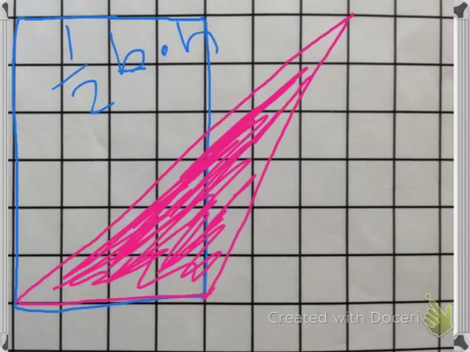This time, the triangle actually partially extends out of the rectangle. But that's okay. We can still do the same procedure to find the base and the height. So here at the bottom, we're going to consider this our base because that's just easiest. So let's count our units. 1, 2, 3, 4. So our base here is 4.